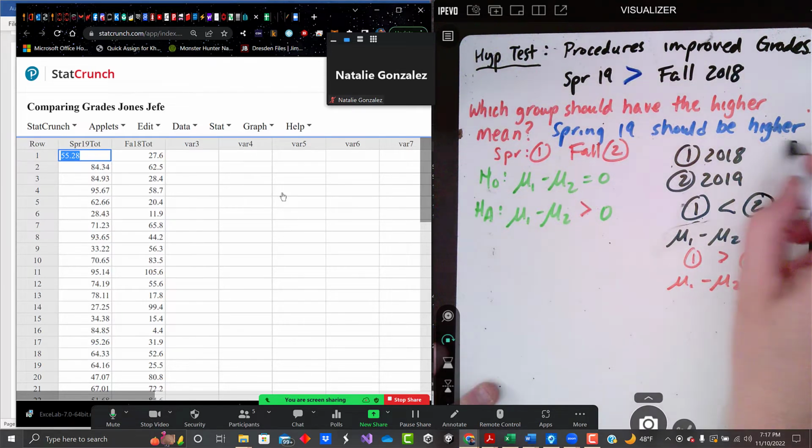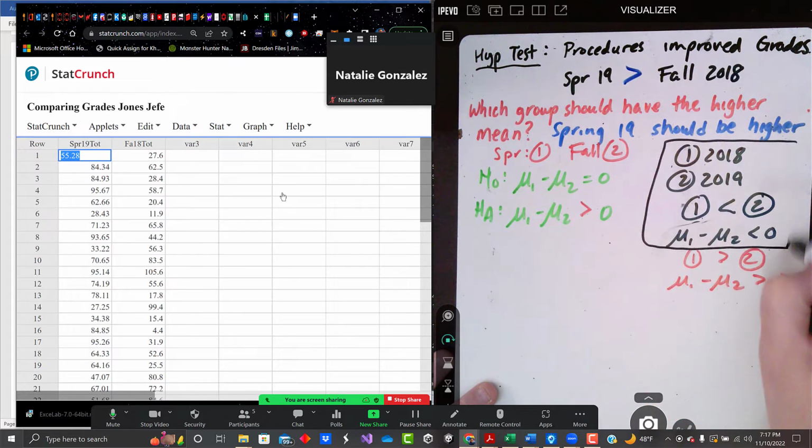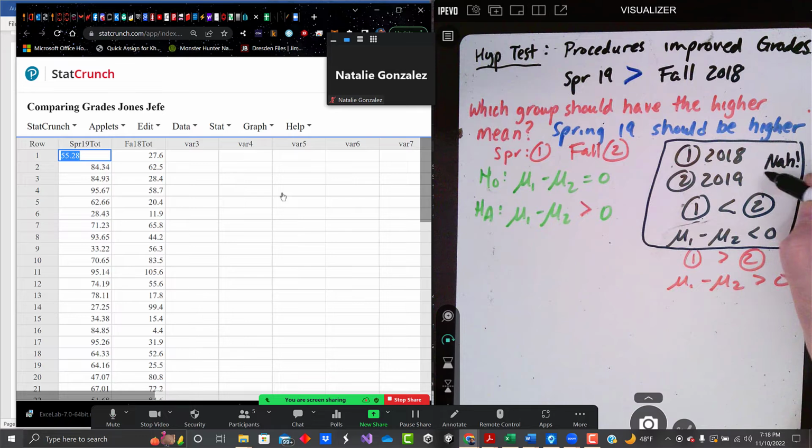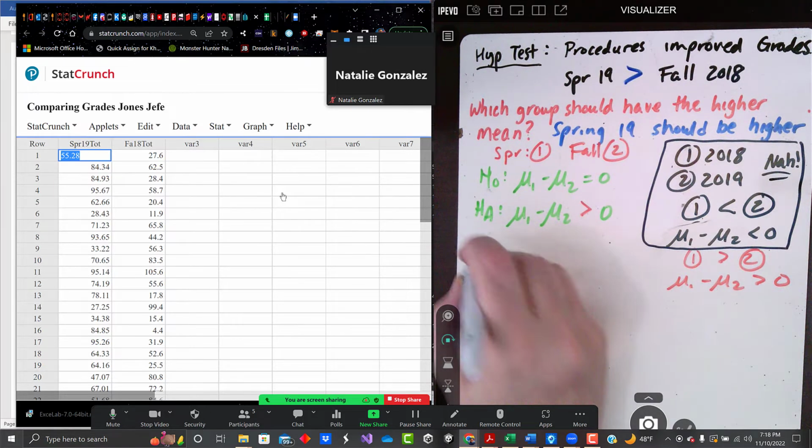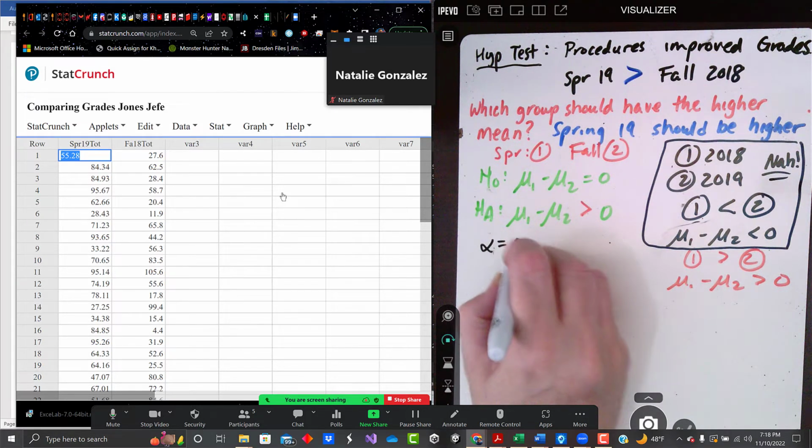So I'm going to group this off as the option not chosen. I'll say nah. That way, if you're looking at it later in your notes, you know what I did. I didn't give an alpha in that problem. I didn't give you any alpha. So with no alpha given, let's just use the default of 0.05.